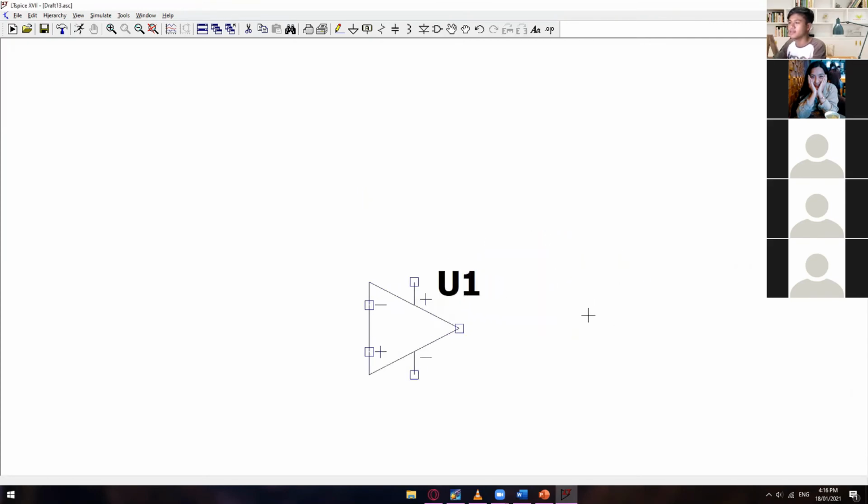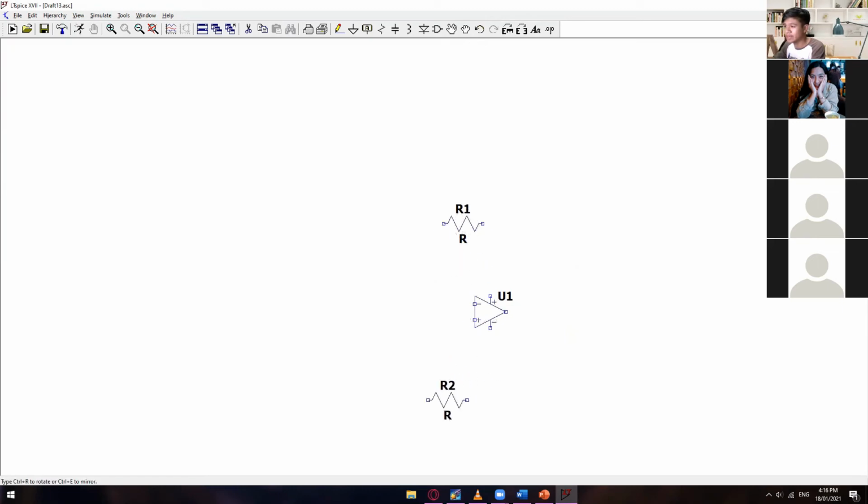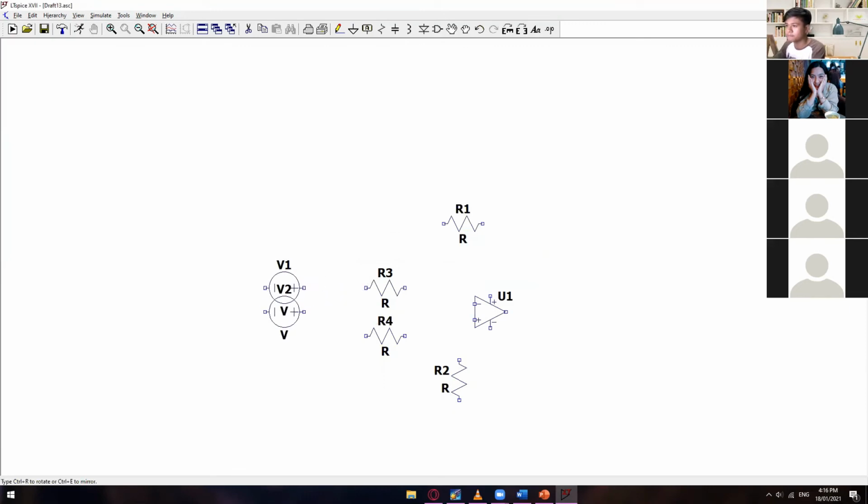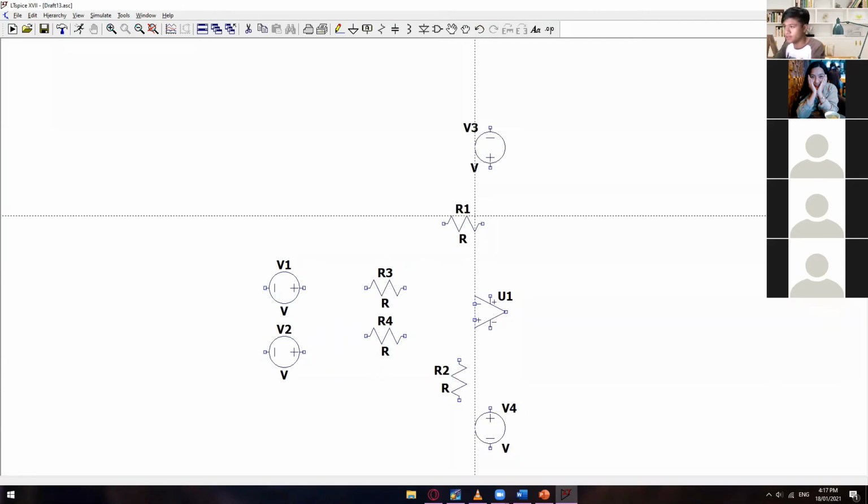And then we need 4 resistors. This is for the reference voltage of the inverting input, and then the reference voltage for the non-inverting input. And then another input resistance for R1 and R2. And then 2 voltages for the non-inverting and the inverting inputs. And then another 2 voltages for the rail voltages, which is this one. Then all we need to do is connect them using wires. So this is our reference voltage.